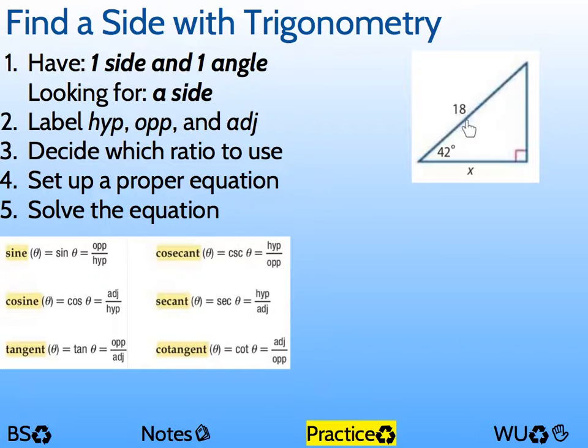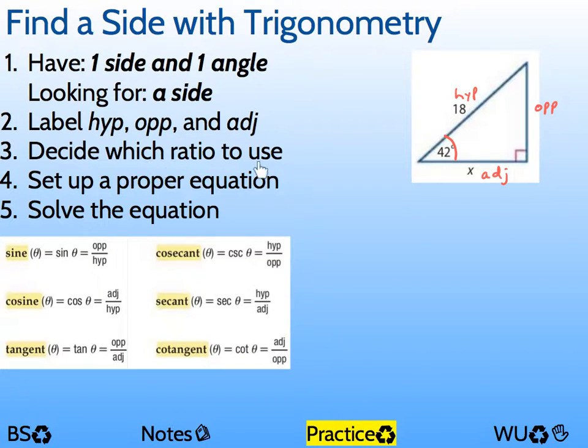In this problem, we're given one side and one angle, and we're asked to find a side. That means we can use trigonometry, which means we move on to step 2, label the hypotenuse, opposite, and adjacent. Pause your video and label those sides now. I'll give the answers in 3, 2. In the diagram below, we're looking from the acute angle of 42, which makes this side here the opposite, x the adjacent, and always 18 is going to be the hypotenuse.